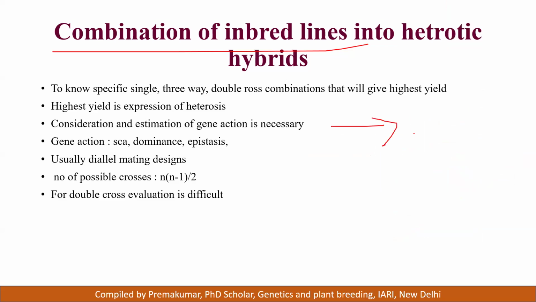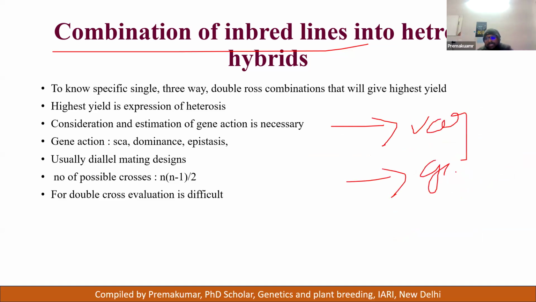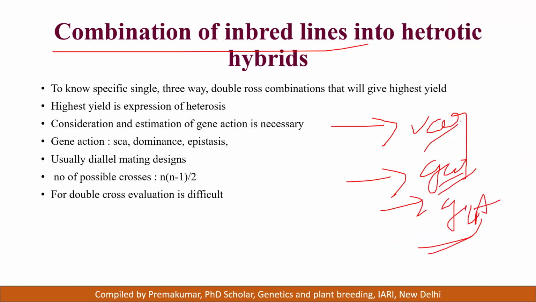You are going to get variances: GCA, SCA effects, and GCA and SCA variances. It depends on dominance, on the different mating designs.